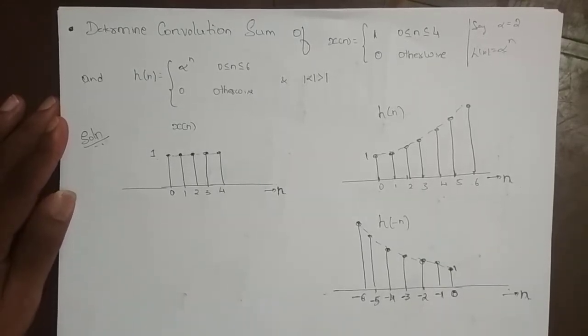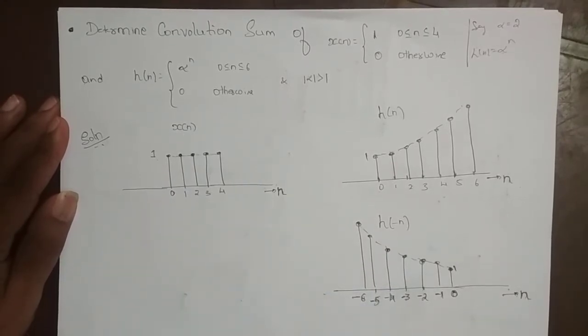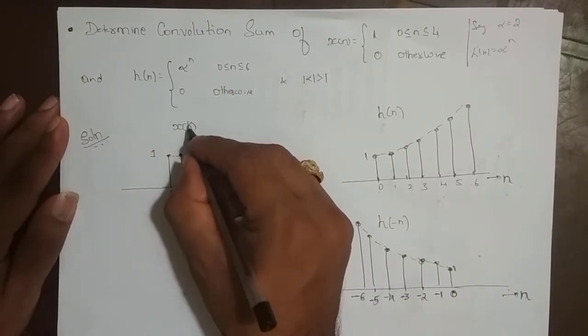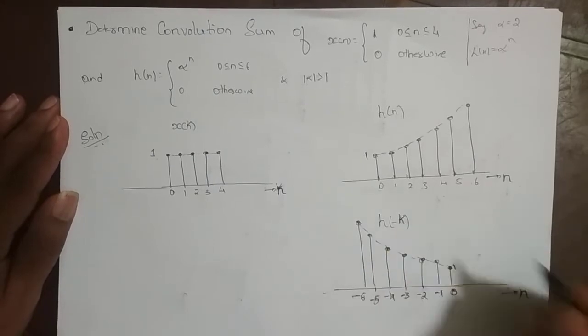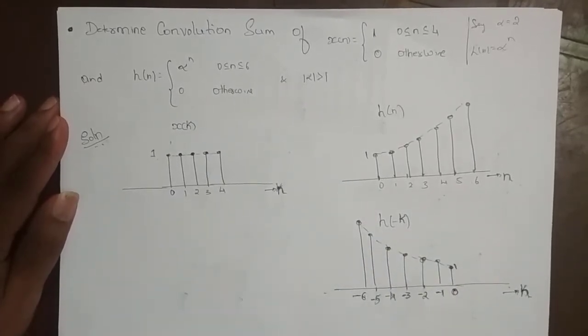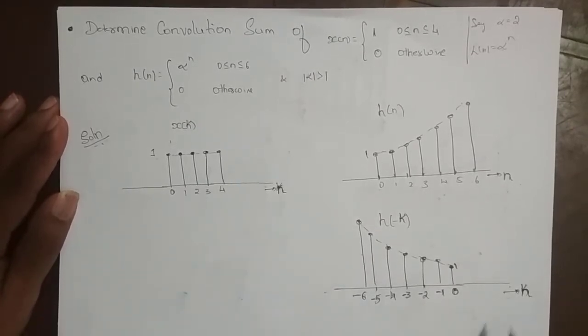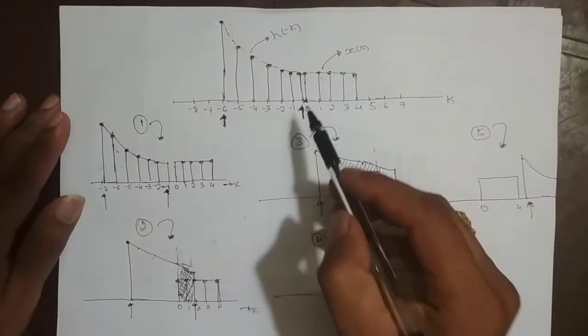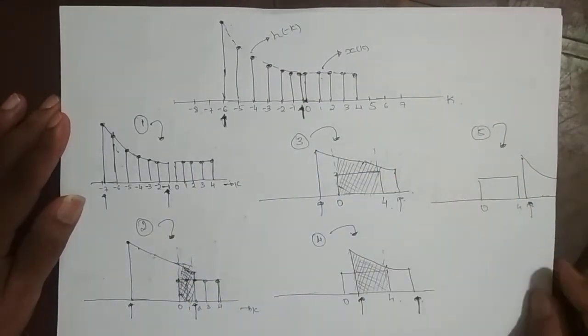Once I plotted x of n and h of minus n, the next thing I need to do is replace the independent variable n with k. So this is now x of k, and this is h of minus k. Once I got x of k and h of minus k, I have to bring these two sequences onto a single independent variable k, which I have done here.